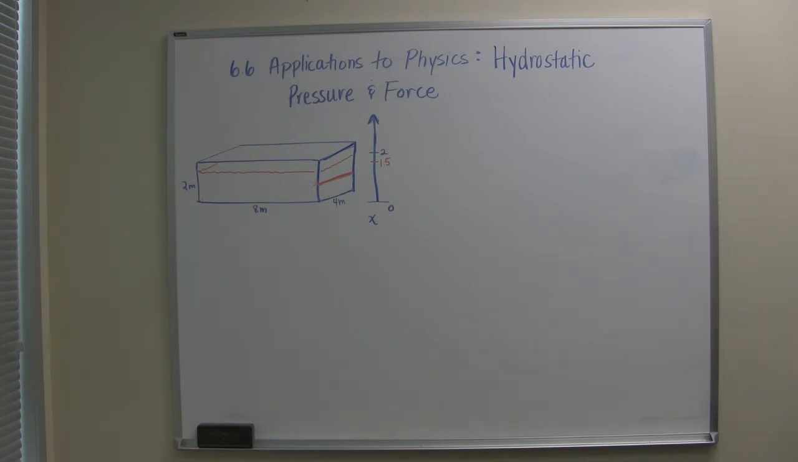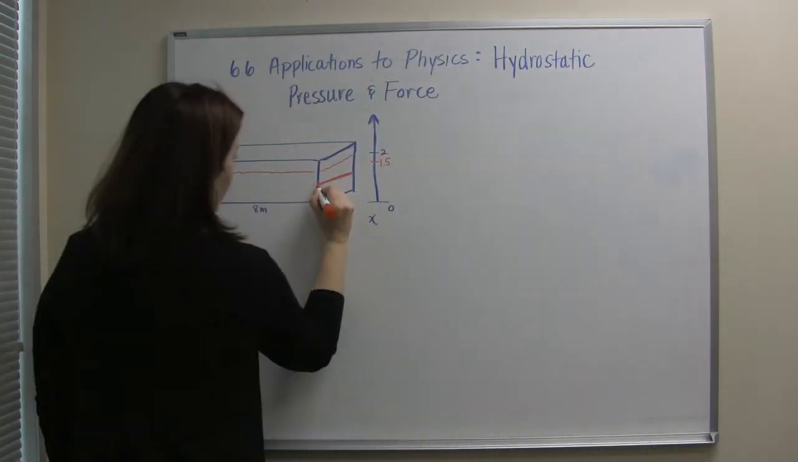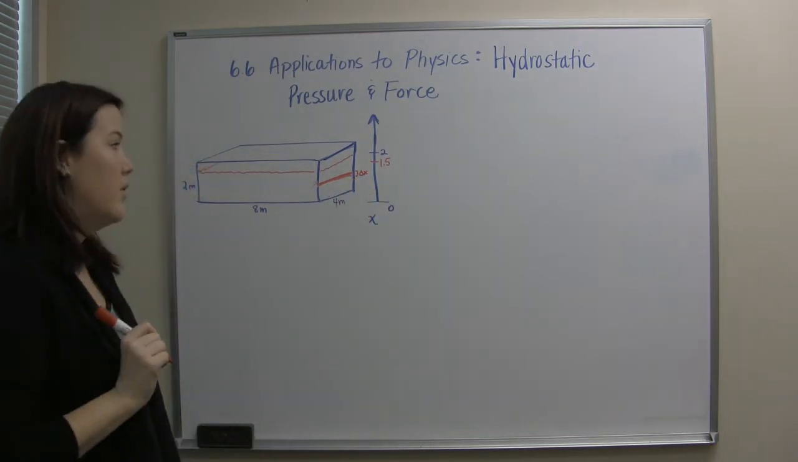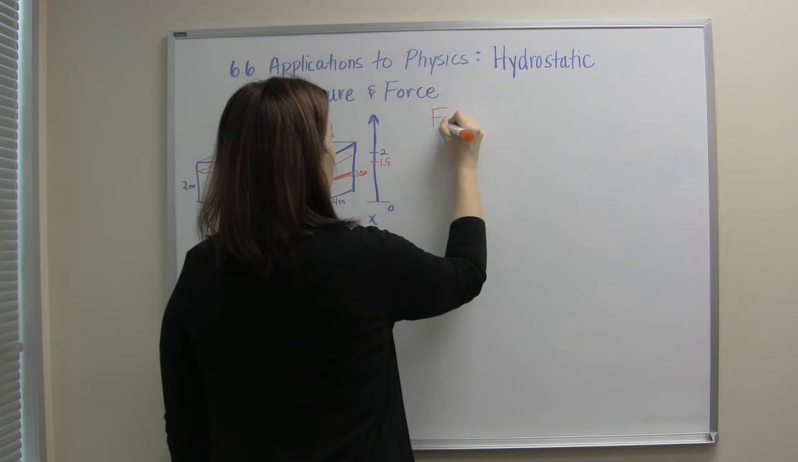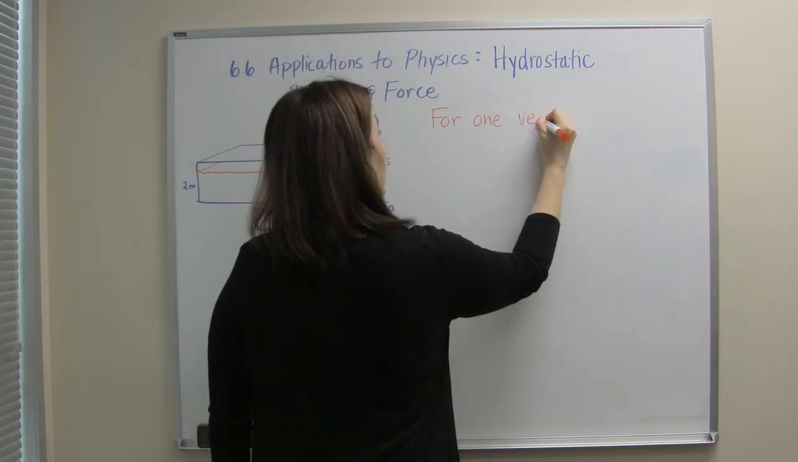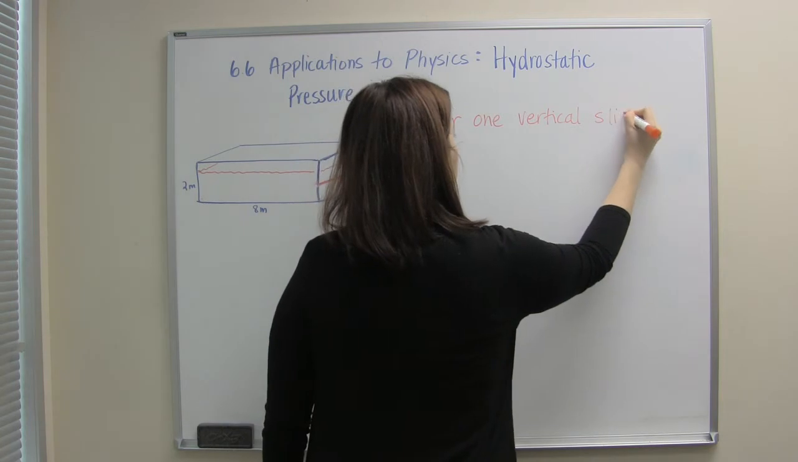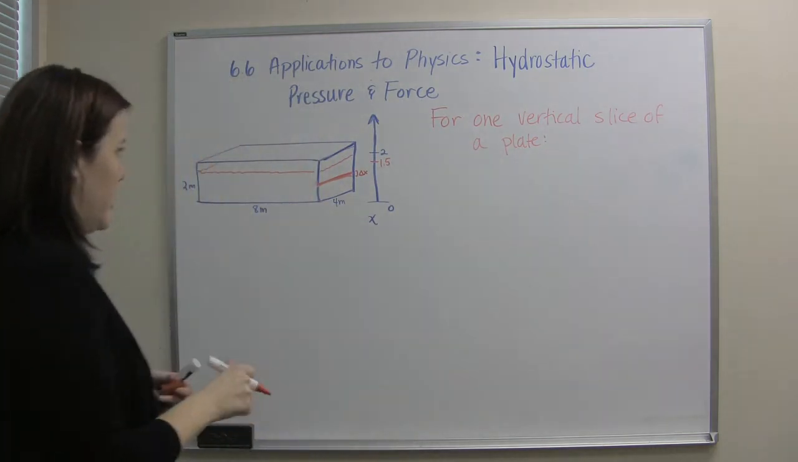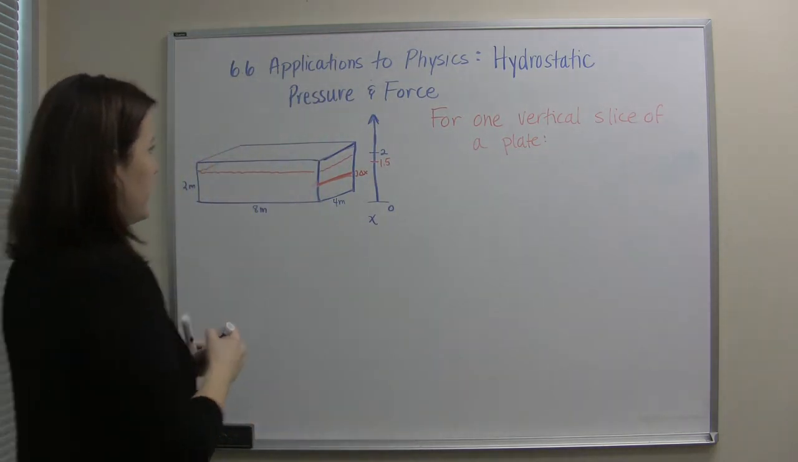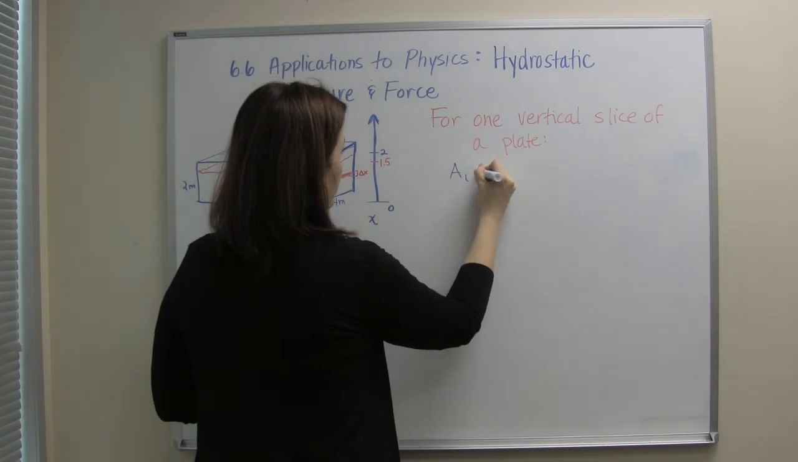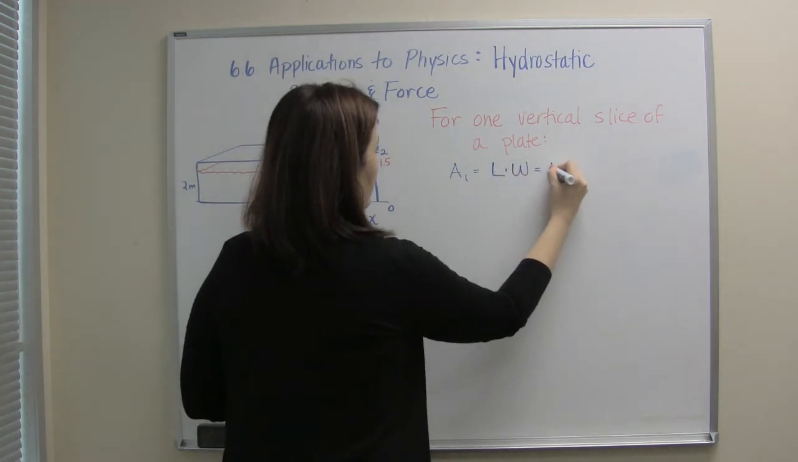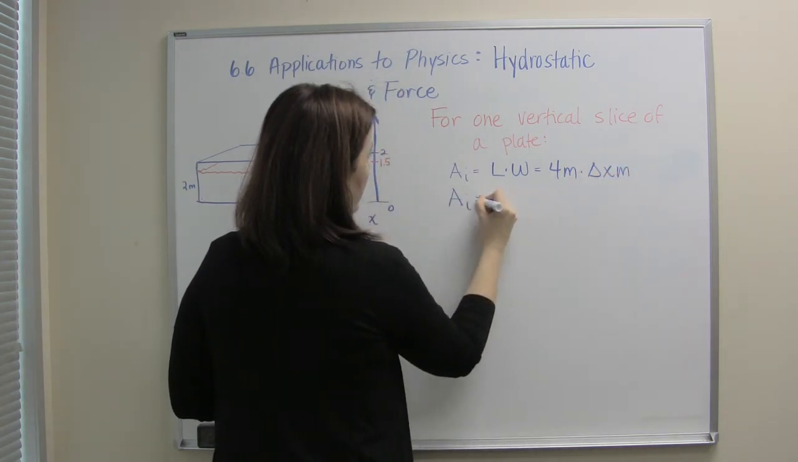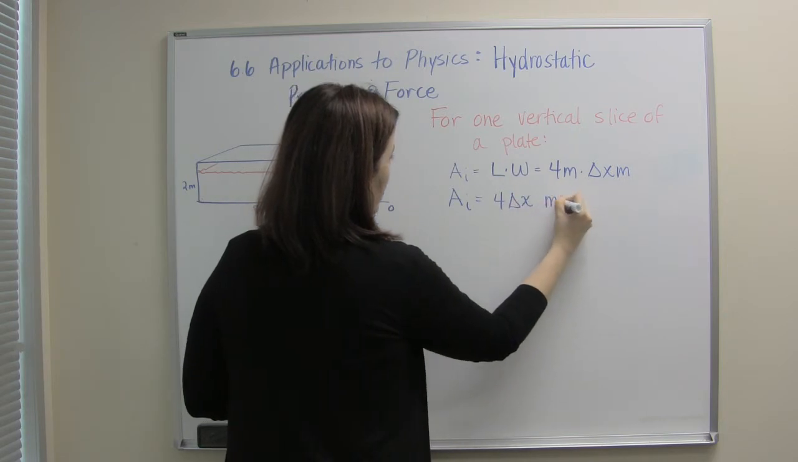So let's talk about this little plate. I know that the length of this plate is 4 meters, and perhaps I'll choose some delta x to be the width of my plate. So for one vertical slice of a plate, we'll get the following information. So the area, just on this one slice here, is going to be the length times the width, which is 4 meters times delta x meters, or our area is just 4 delta x meters squared.